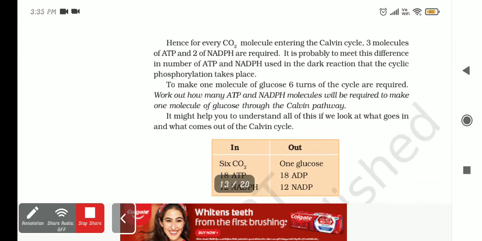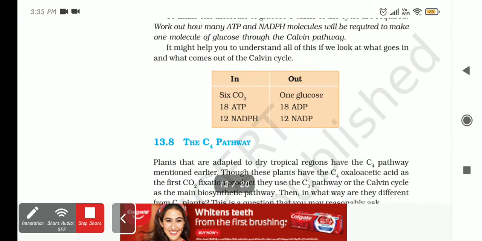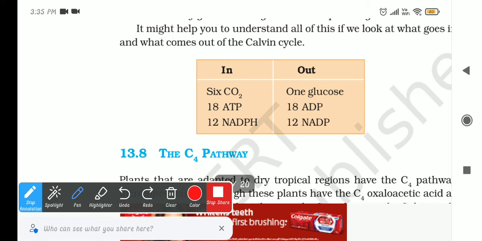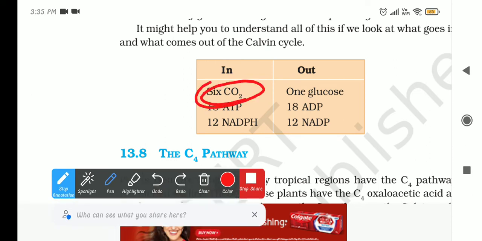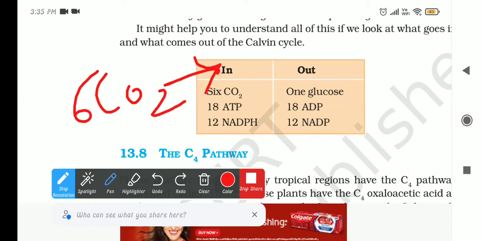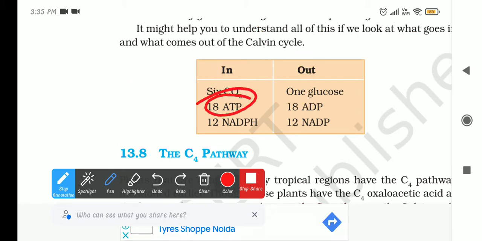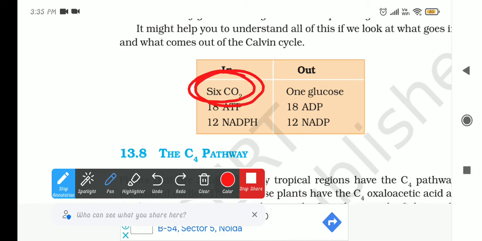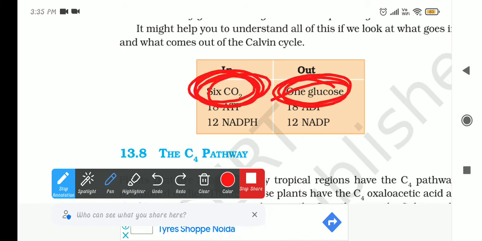Let's move on to the next. Henceforth, this is very important. It shows what goes in and leads to the formation of which substance. Six CO2 molecules will give one glucose. Write it down somewhere. 18 ATP will give 18 ADP, and 12 NADPH will give 12 NADP. You need to learn that 6 CO2 leads to the formation of one molecule of glucose.